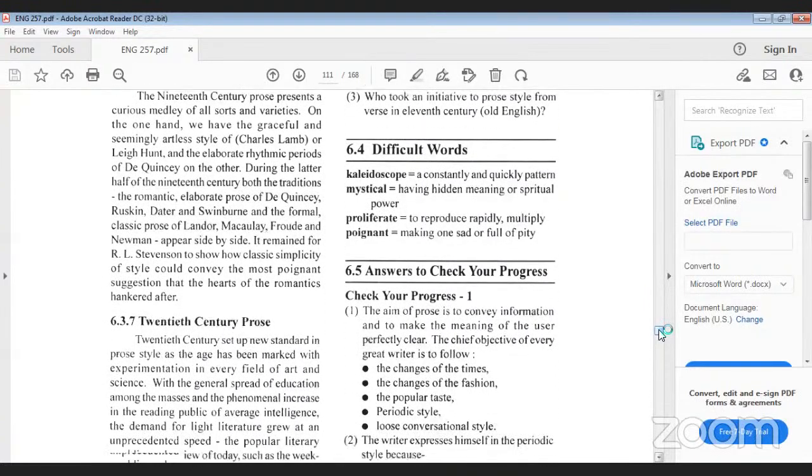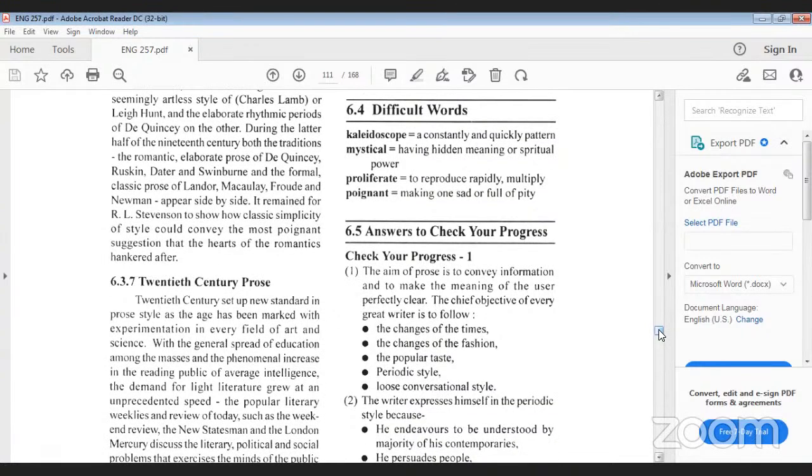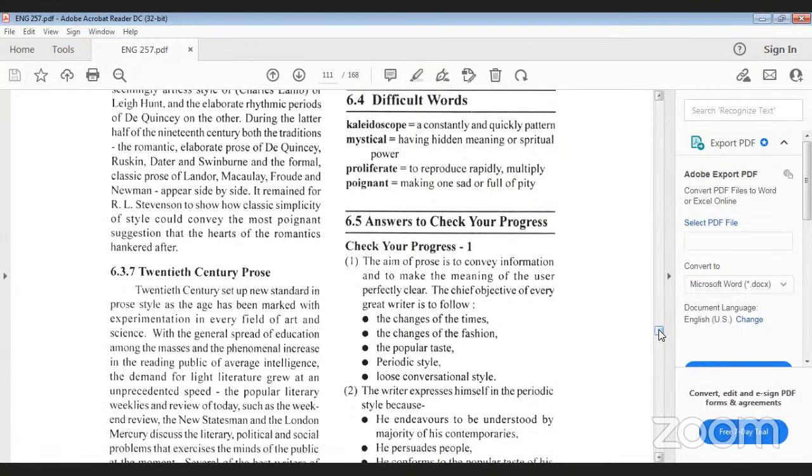From the exam point of view, 20th century prose, how it is written, is something on which there is at least a 75% surety that a question may appear in your exam. So please make a point and mark it as important. This is a very important question to understand, so please listen carefully. 20th century, I will read it again.